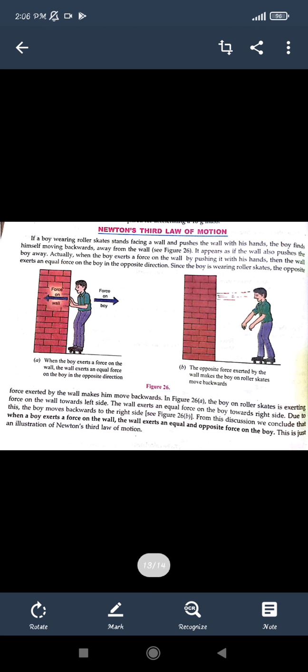Now we are talking about Newton's third law of motion. What is the statement? That every action has an equal and opposite reaction to every body. So this is Newton's third law of motion. And what does it mean?